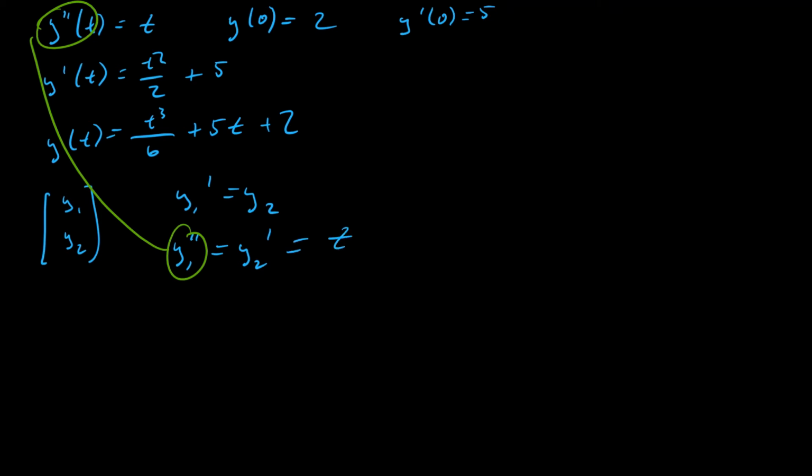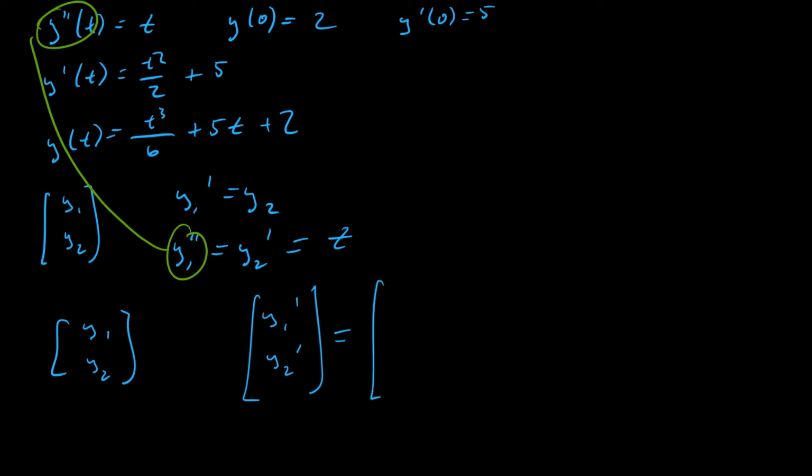So now we have our state space, which is y1, y2. And we can also define y1 prime and y2 prime, where y1 prime is equal to y2 and y2 prime is equal to t. And now this can go directly into MATLAB in the same way we just did.